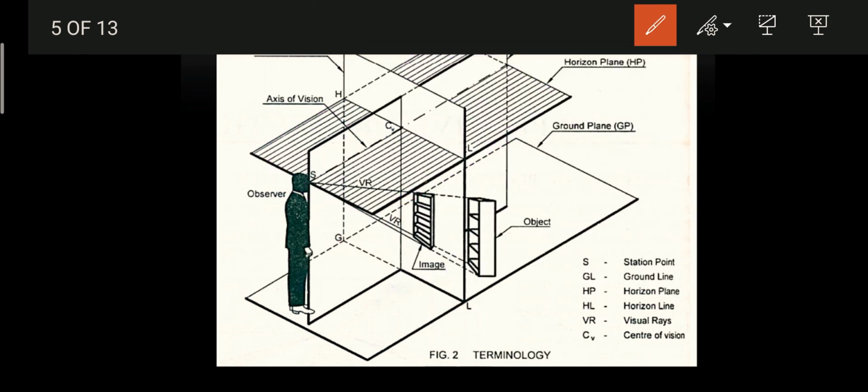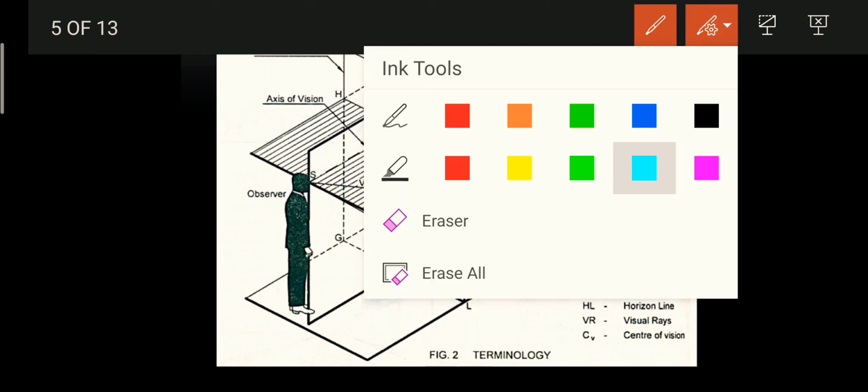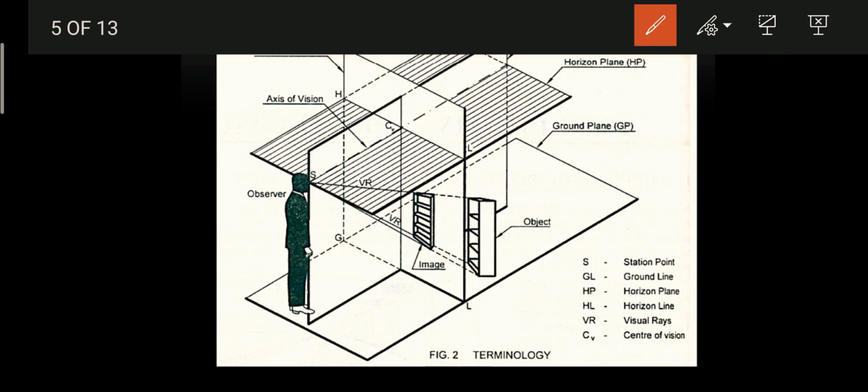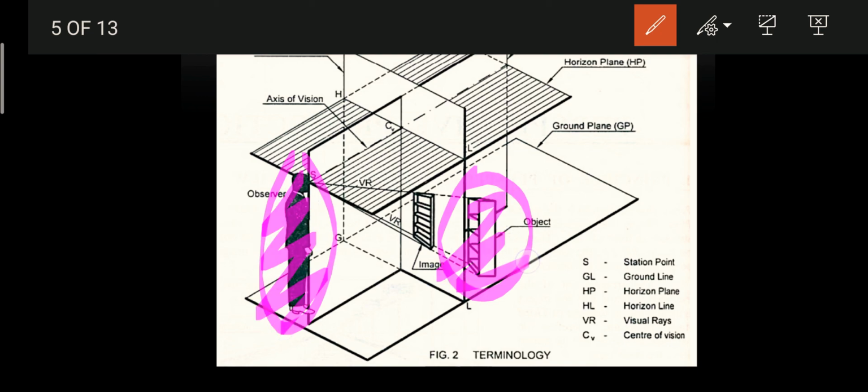Next one is visual ray. Visual ray is a ray along which a person or observer is seeing an object. Here a person and here an object. The angle at which a person is seeing the object, that line is called the visual ray. This is the visual ray.